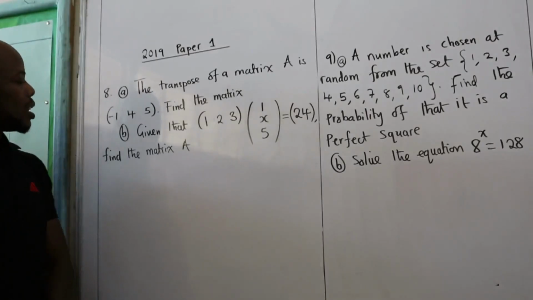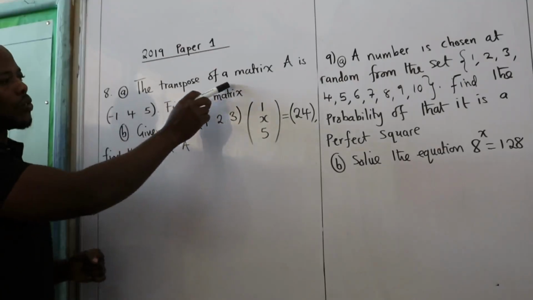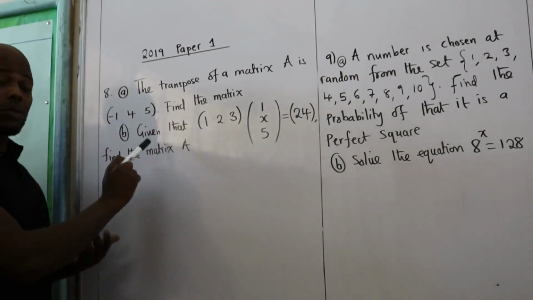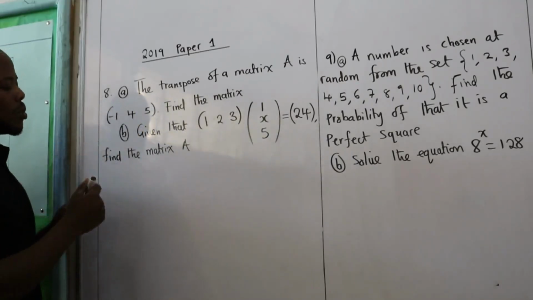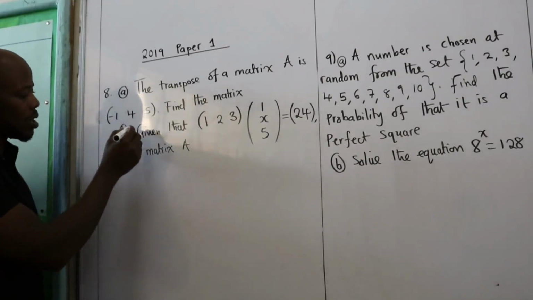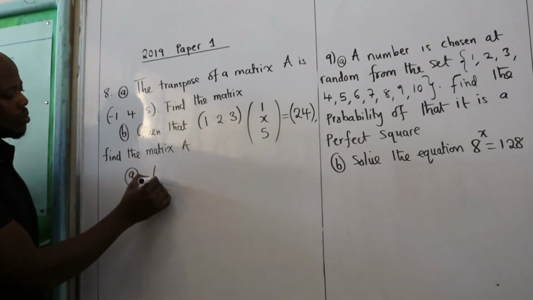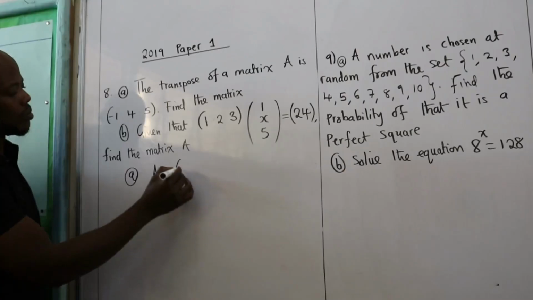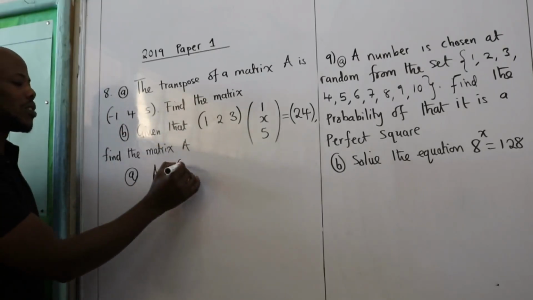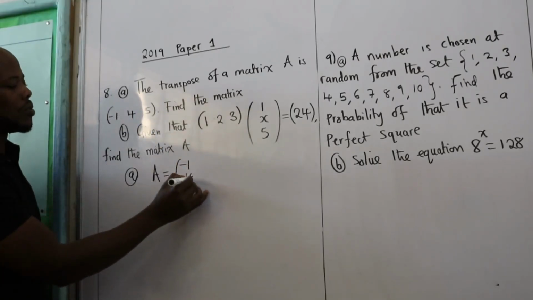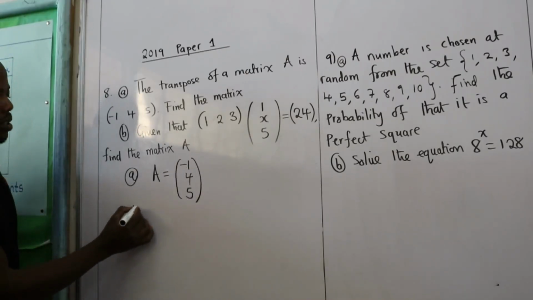Okay, so in question 8, A, we are saying the transpose of a matrix A is given, finding the matrix. So if this is A transpose, how is the matrix going to look like? We'll say A will be equal to, you change, this is a row, you turn it into a column. So you start with the first number here, negative 1 followed by 4 followed by 5. You are done. We go to question B.